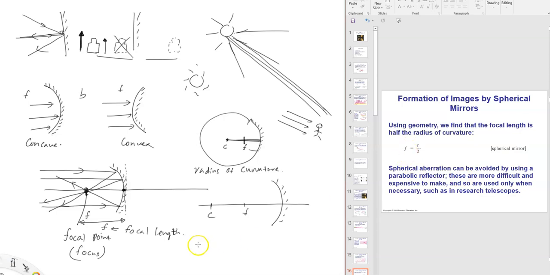So here it shows that this focal length is half of the radius. This length, the distance to the center point, is the radius. The focal length is half of that.